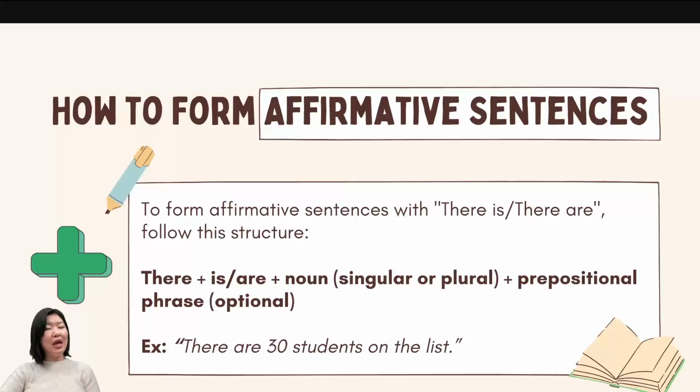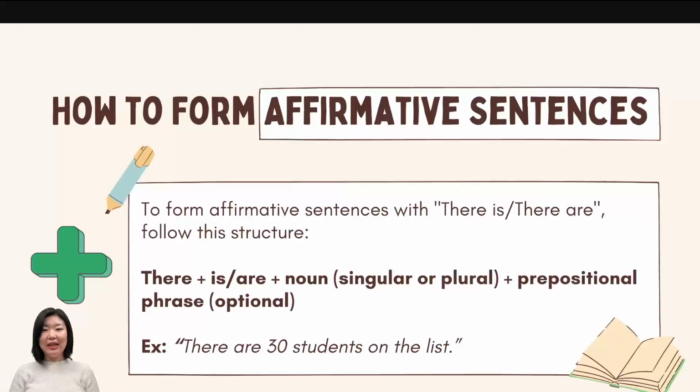So how to form an affirmative sentence? Affirmative might be unfamiliar vocabulary from your list of vocabulary, so let me explain what affirmative is. Affirmative means positive. A sentence that does not include a question or negative form is affirmative. To form affirmative sentences with there is or there are, you must follow this structure: there plus is or are, plus a noun, which is singular or plural, plus a prepositional phrase. That's optional. If you add a prepositional phrase, it makes it better for the listener or the reader to understand your sentence more clearly.